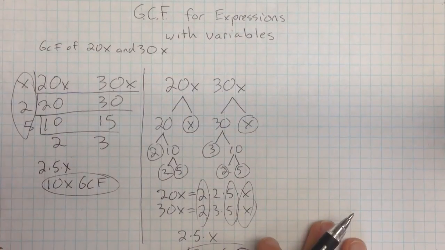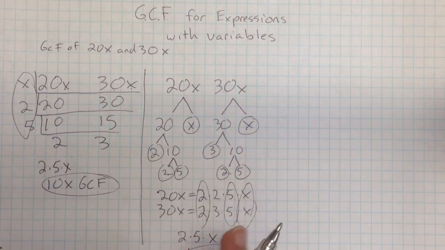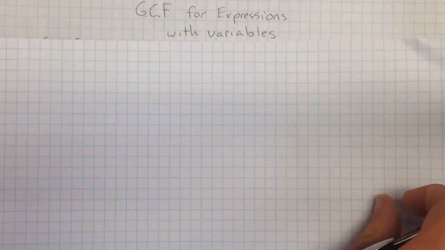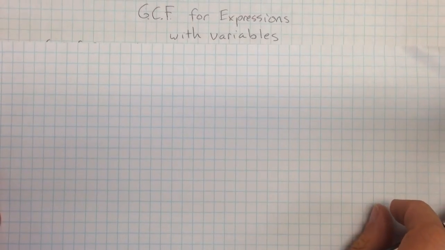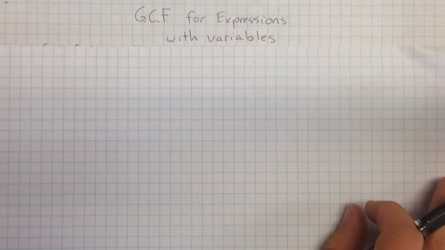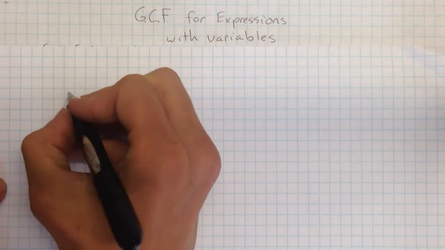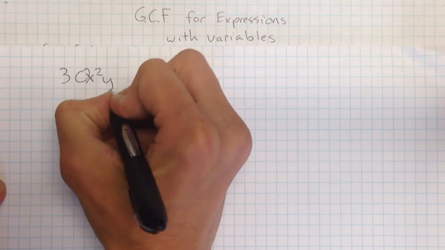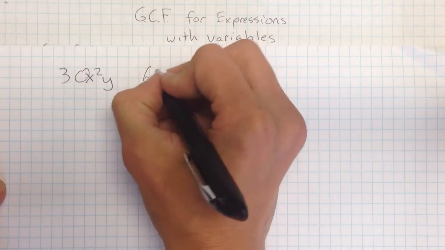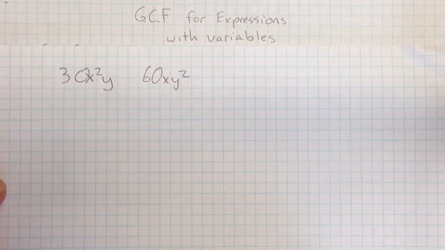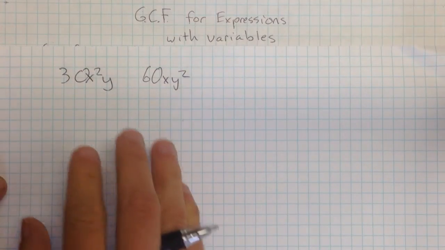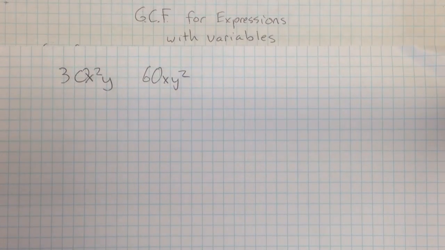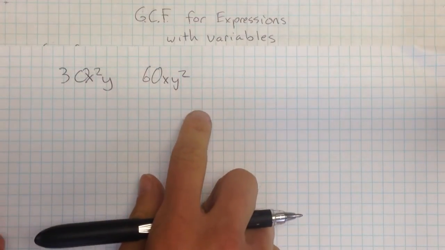Now, sometimes though, you're going to have another situation, and that is that you're going to have maybe something with a square in it. Okay, so I'm going to put another piece of paper here just so we can do this. Let's say we had a problem like, we'll make it a little bit more complicated, 30x squared y and then 60xy squared, and you had to find the GCF, the greatest factor, the biggest number that you could take out of both of these algebraic expressions.